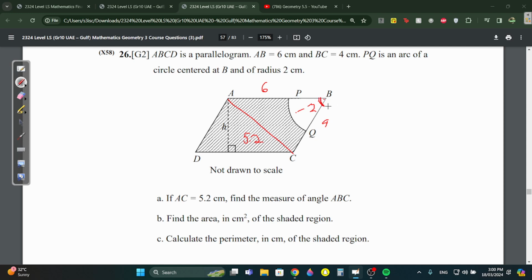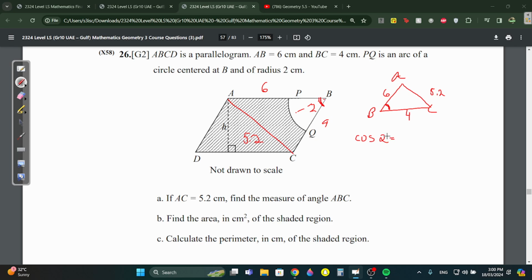You can use the cosine rule, okay? Because this is actually a triangle. Let's look at it like this. Triangle ABC. AB is 6, BC is 4, and AC is 5.2. Can you find angle B? Yes, you can. Cosine rule.